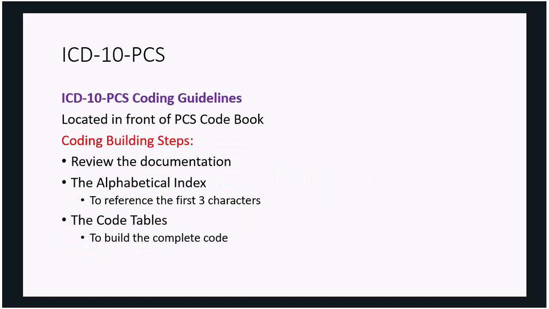These are our basic guidelines for PCS coding or building your coding steps. Of course, you have to review physician documentation, go to the alphabetical index, look up the name of the procedure. If you don't know the root operation, look up the name of the procedure. It's going to usually reference the first 3 characters, sometimes 4. You might get lucky and it might list 7. Regardless, you still have to go to the PCS table to be sure you're in the right place. So go into the table and building the rest of the code is your last step.